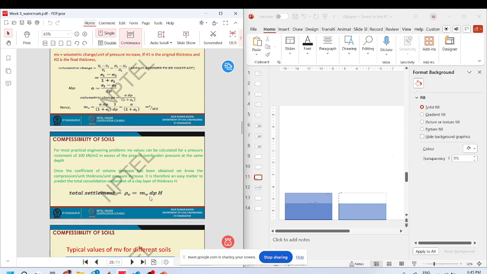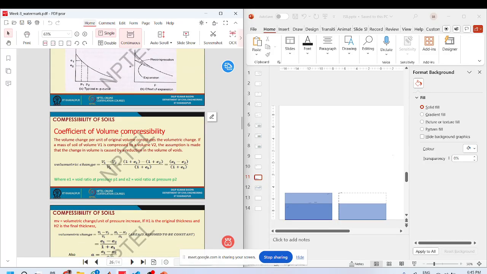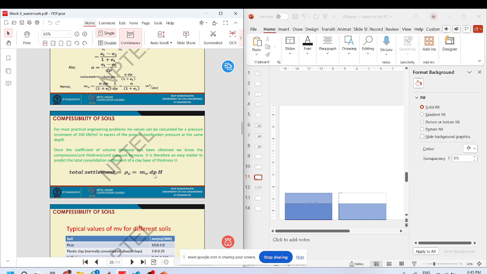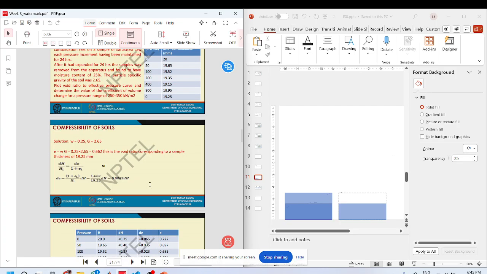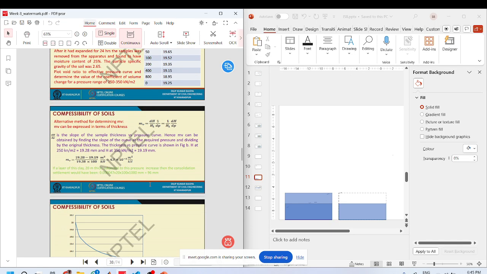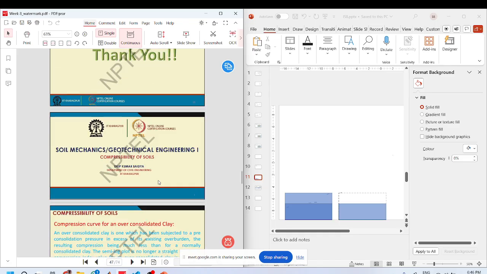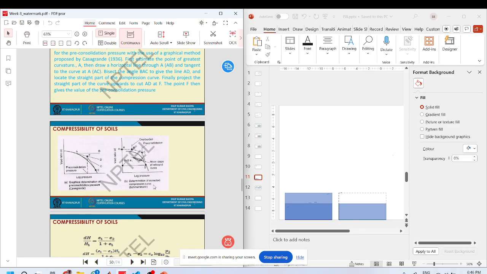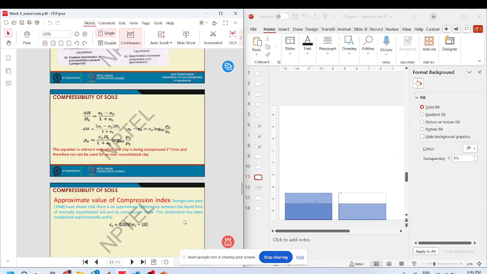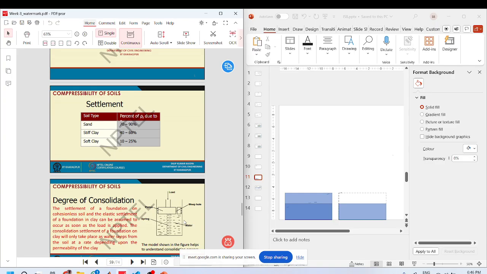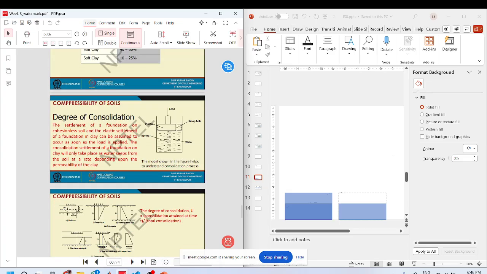So total settlement is mv dP H, where mv is the coefficient of volume compressibility, dP is the change in the normal stress that we have given to the soil, and H is the initial height of the soil. The curve C3. Consolidation.